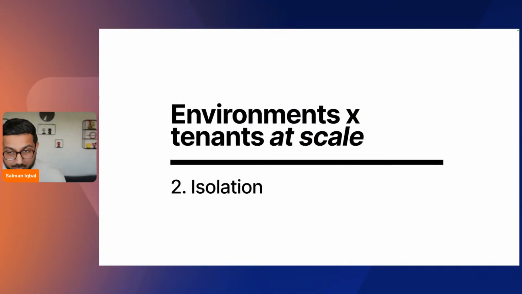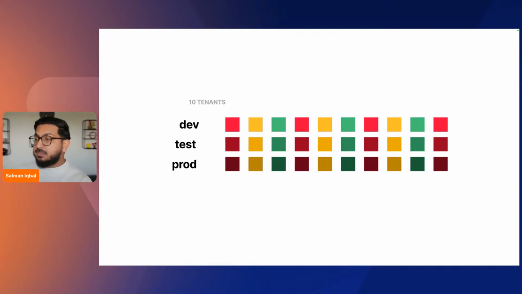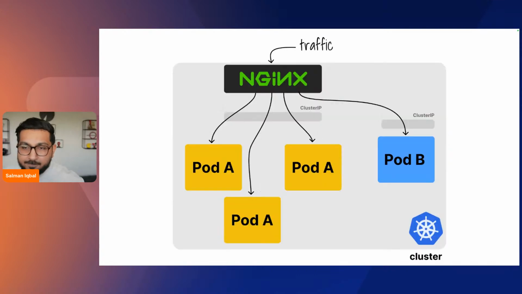So we talked about scale, right? So that was scale. Let's look at the next part, which is isolation, especially when it comes to multi-tenancy. Let's say we have 10 different applications, or 10 different tenants. Let's just call them tenants. And they don't necessarily need to belong to one team. They could belong to multiple teams, or multiple teams could be developing the same app, or whatever it might be.